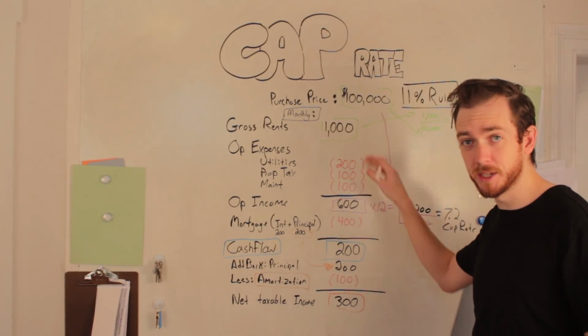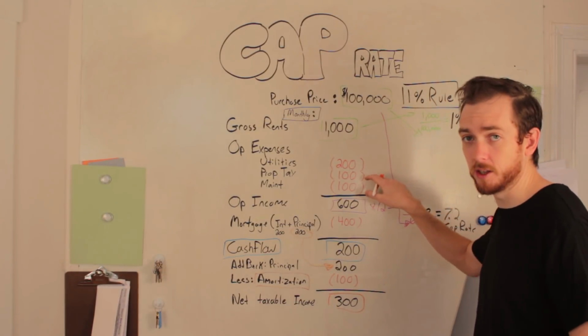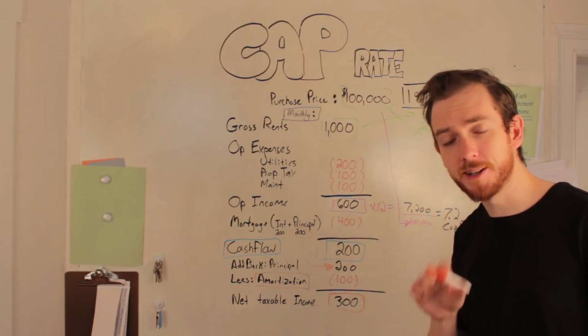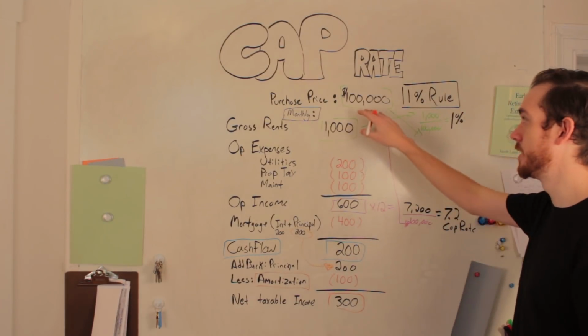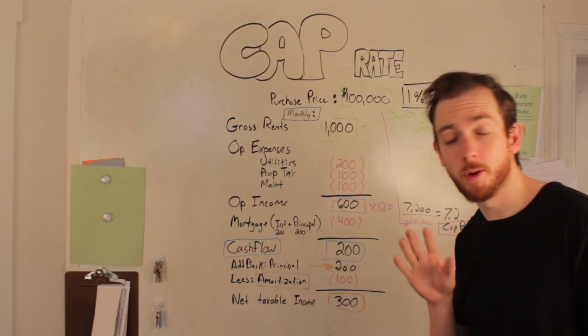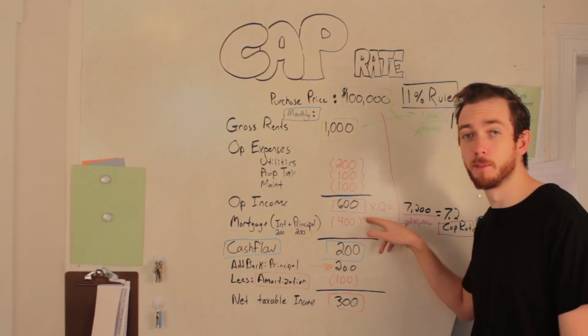So as well, if you had management expenses or like furnace rental, water heater rental, those sort of expenses would be included here. Then we have our operating income, and we need to take our operating income and times it by 12 and then divide by our purchase price in order to determine our cap rate. But if we want to determine our cash flow instead, we take our operating income and subtract our mortgage payment.